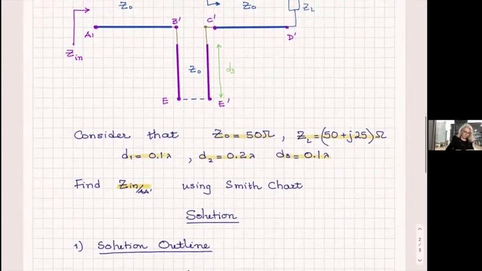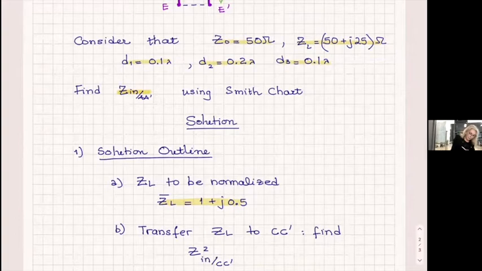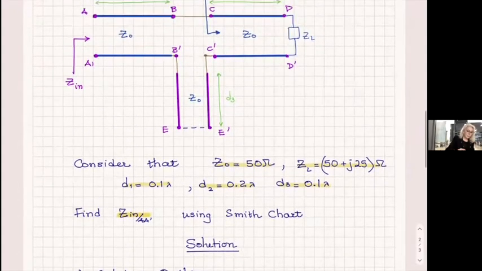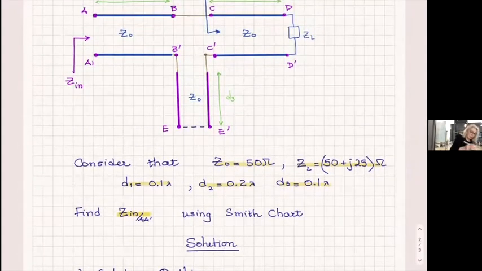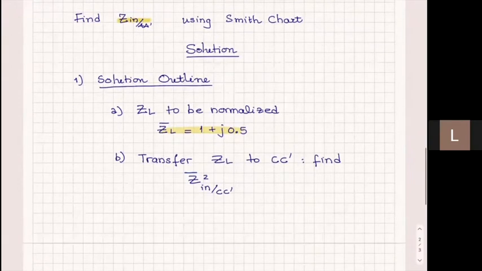That's what it is. So I will have to find that. And as a matter of fact, I will also find normalize, since I'm going to do everything with the Smith chart. Then, so that's B. That's C then. So transfer.